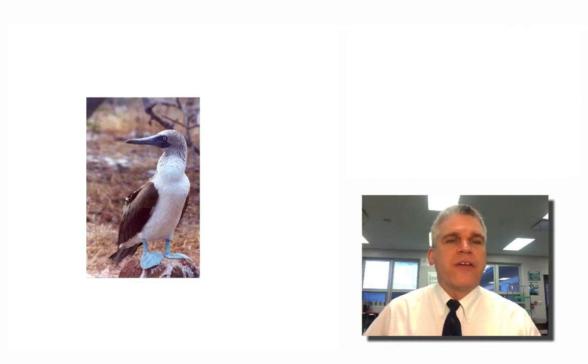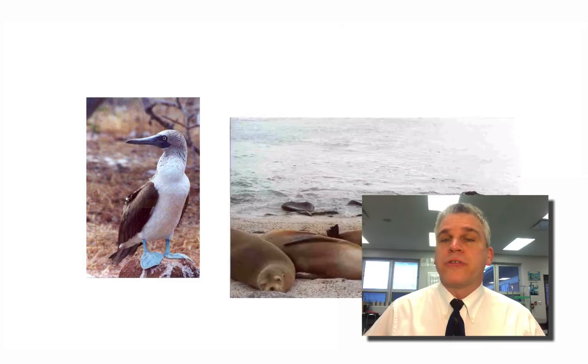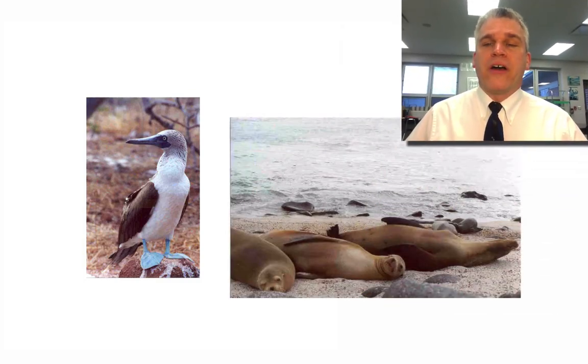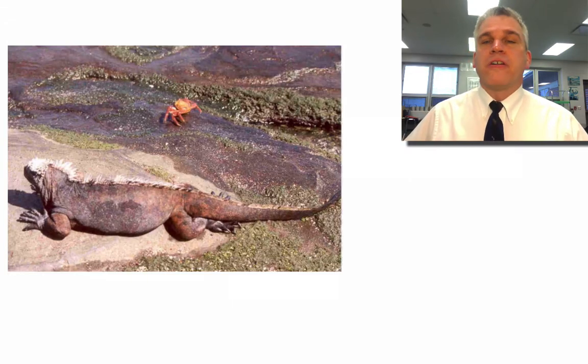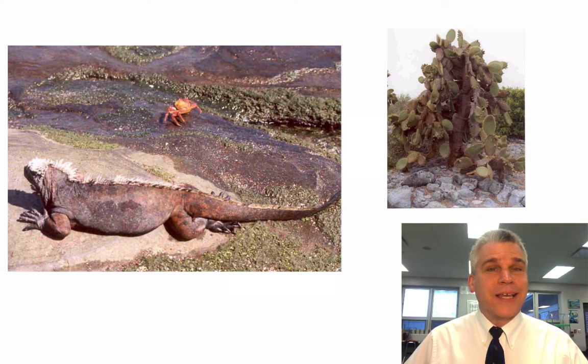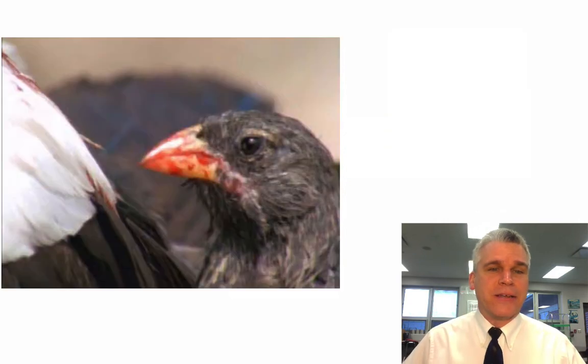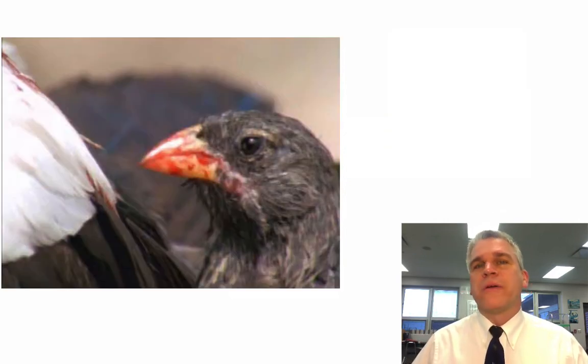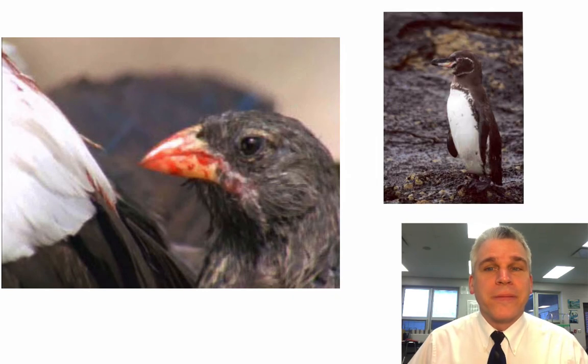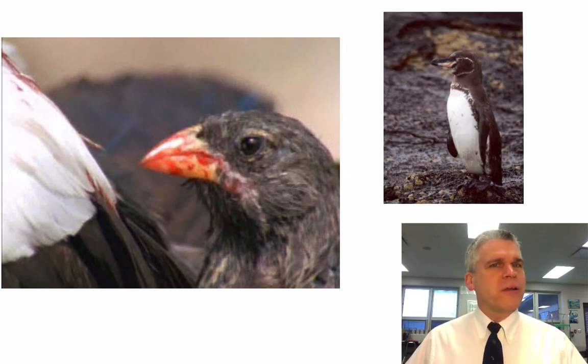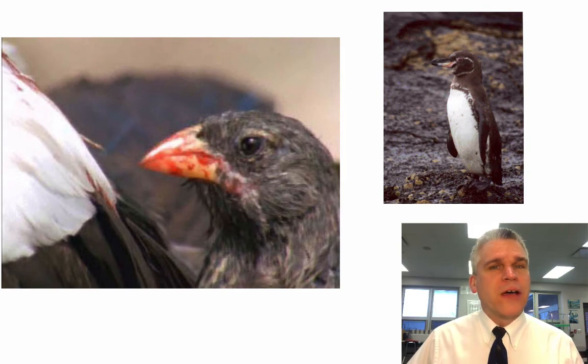For instance, there is the blue-footed booby. This is a type of bird. Of course, it has some nice blue feet, but it's a flightless bird. It doesn't have any natural predators, so there's no need to fly. There are seals on this island. There are large populations of iguanas and cacti on this island. There are vampire birds, birds that don't drink water but drink the blood of other birds. And there are penguins. We're talking about the equator, and there are penguins found on this island.